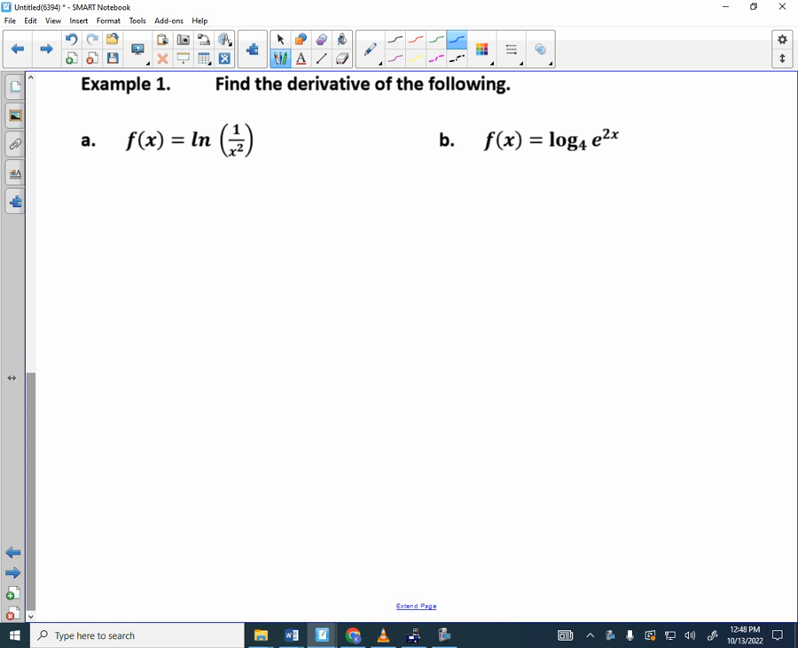There are two ways of doing this, and I don't care which way you do it. The first way is that people tend to use the chain rule. I have the natural log of u, and what's on the inside? 1 over x squared. Let's rewrite that as x to the negative 2. What's the derivative of natural log of u? 1 over u. And what's the derivative of x to the negative 2?